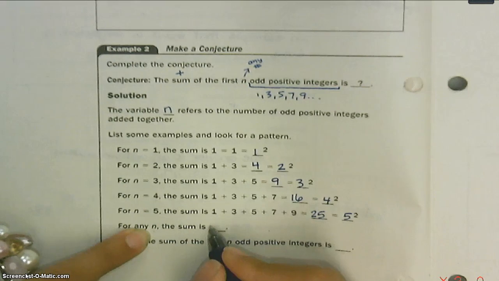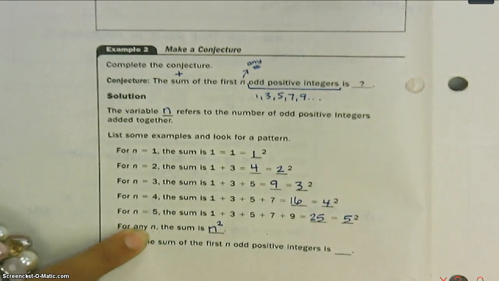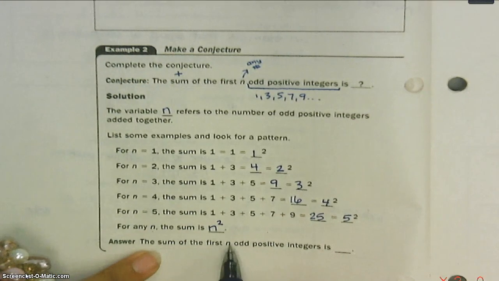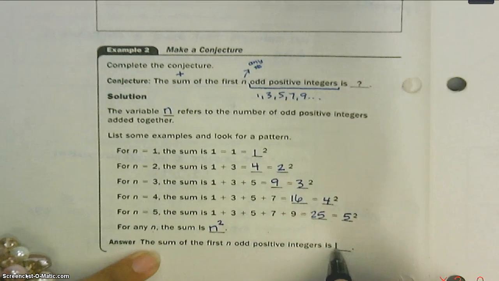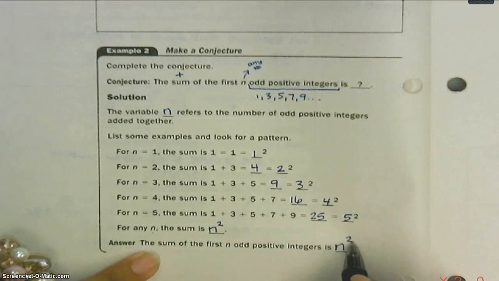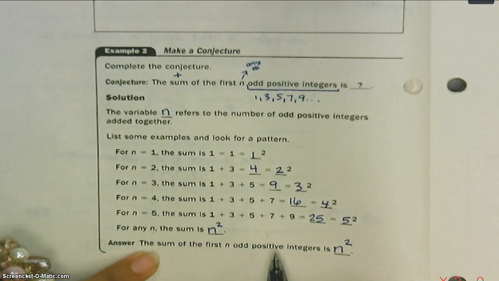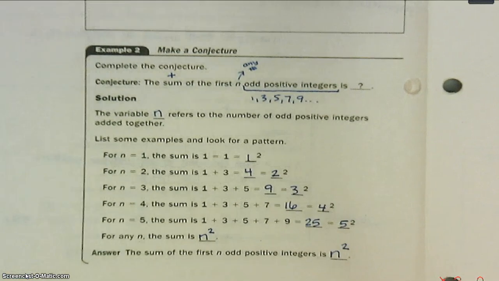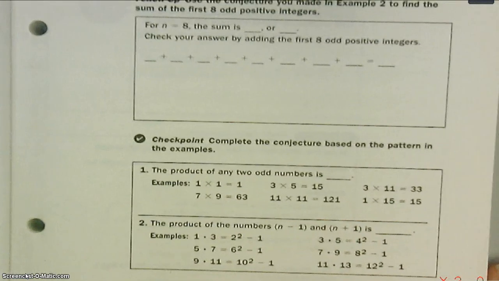Then the sum would be n squared. So the sum of the first n, so any number we choose, the sum is going to be n squared if we're talking about odd positive integers. All right, so in the follow-up, we're going to check that theory.